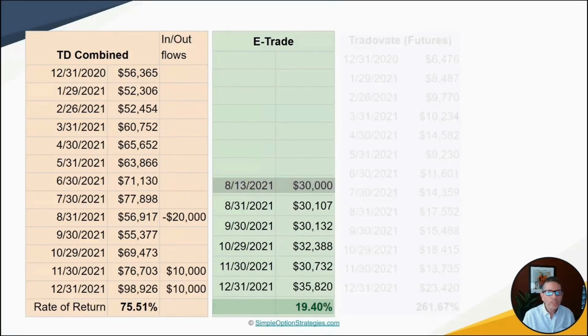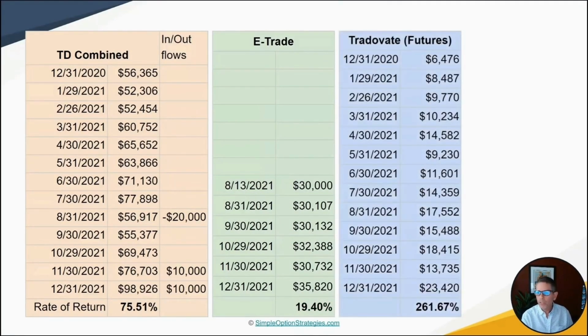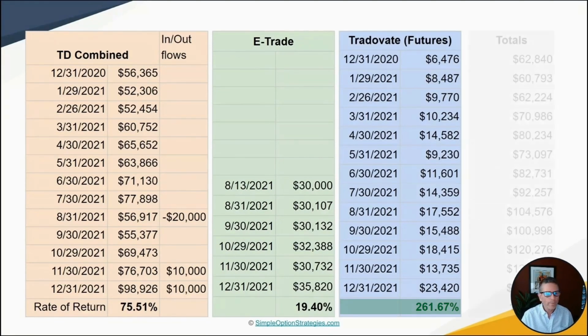The other account is the Trade account, and this is the one that's just straightforward, no inflows or outflows. Basically, I used the money that was in there to make those gains. You can see here it was 261%, that we just talked about.